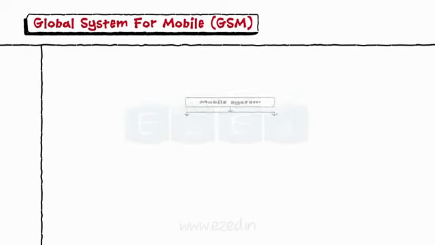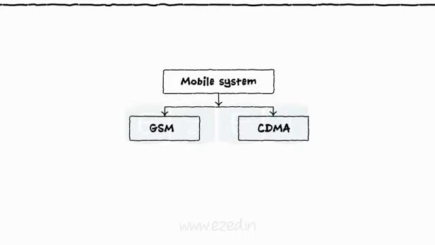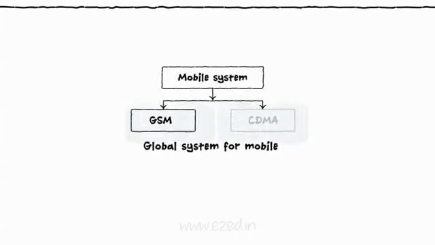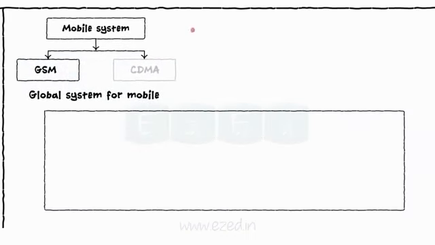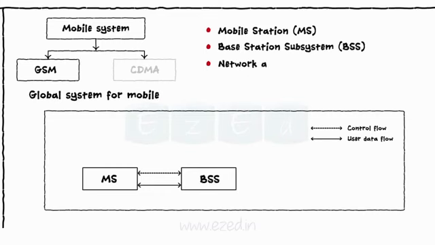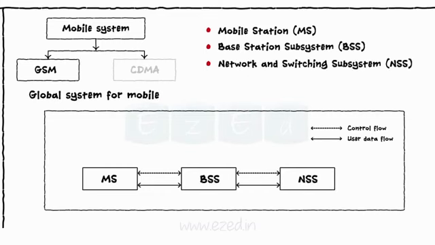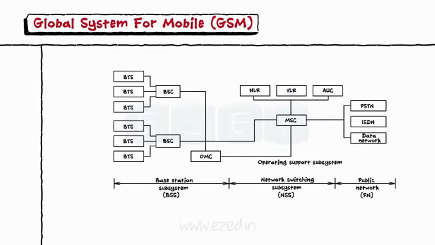We all know that there are two types of systems available, GSM and CDMA. We will only study the basics of the GSM system. GSM stands for Global System for Mobile. GSM is nothing but a big system made up of a few small systems such as mobile stations, MS, base station subsystem, BSS, network and switching subsystem, NSS, and operating subsystem, OSS. The architecture of this GSM network is as shown.